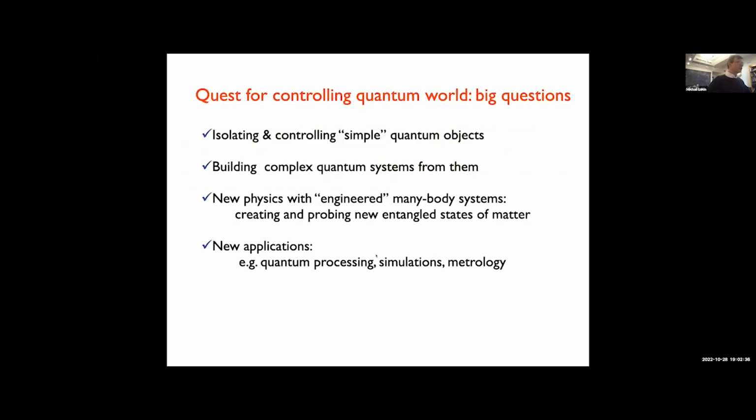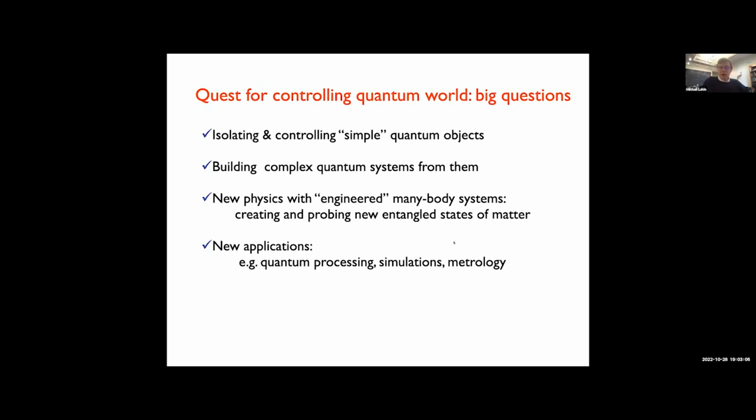So part of this work is basically a quest for controlling the quantum world. And there are some big questions which we are trying to address. Essentially, we would like to take some simple quantum objects and build more and more complex systems from them. And then with that, we hope to explore new physics, physics with engineered many-body systems, basically creating and probing new entangled states of matter.